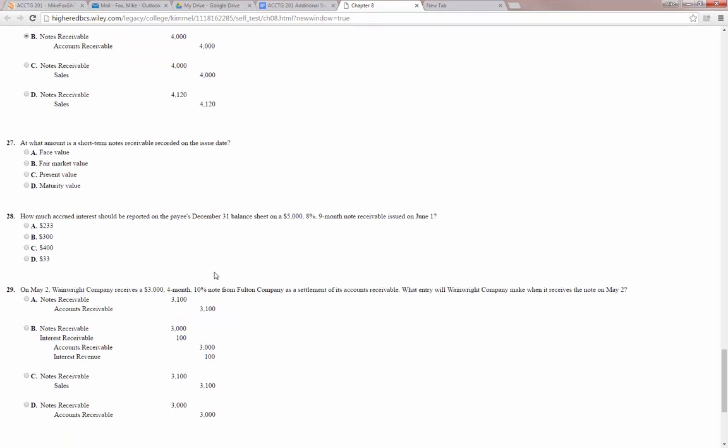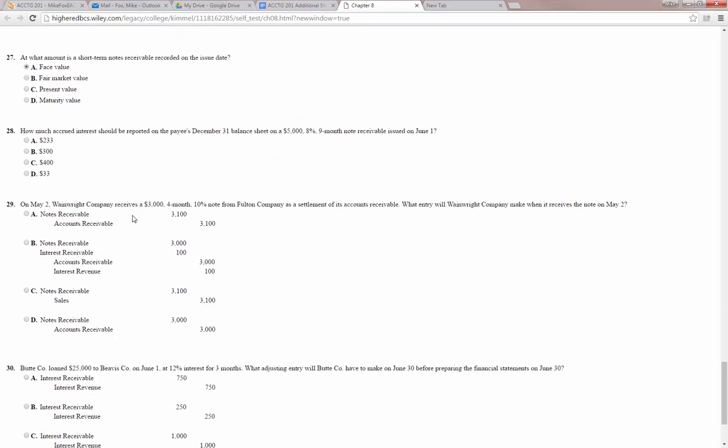27. At what amount is a short-term note receivable recorded on the issue date? And the answer is the face value, or the amount that we're borrowing or loaning. 28. How much accrued interest should be reported on the payee's December 31st balance sheet on a $5,000, 8%, 9-month note receivable issued June 1st?